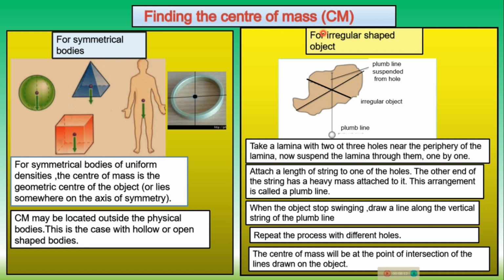Finding the center of mass for symmetrical bodies. For symmetrical bodies of uniform densities, the center of mass is the geometric center of the object or lies somewhere on the axis of symmetry.